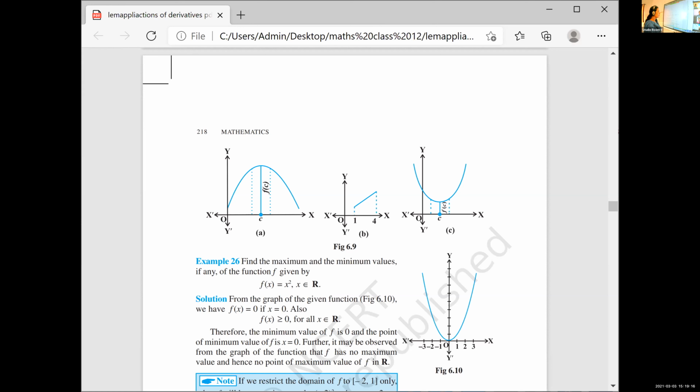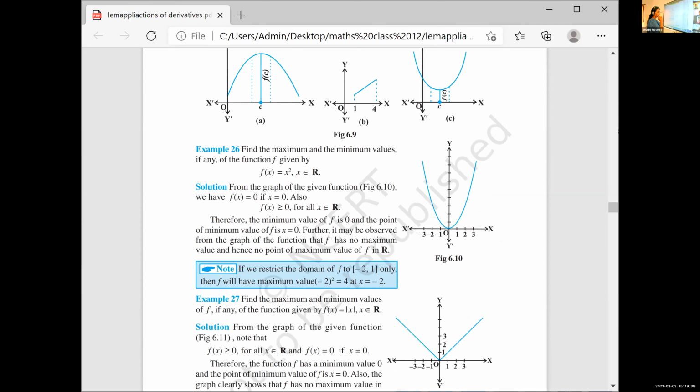Look at the next one. What about the maximum or minimum? What is the value occurring there at C? Minimum. There you will get minimum. Okay. Now look at the next graph, Figure 6.10. Can you identify the type of the graph here? Parabola. It is the graph of which function? Quadratic polynomial, isn't it?